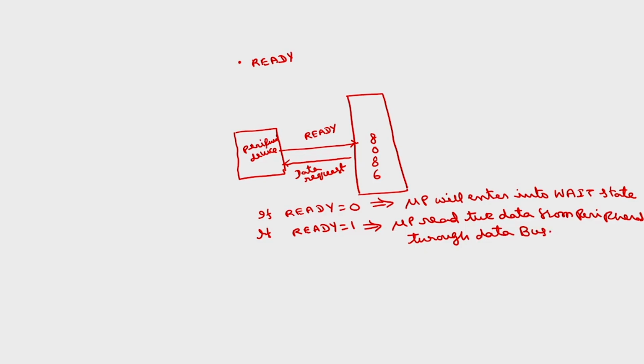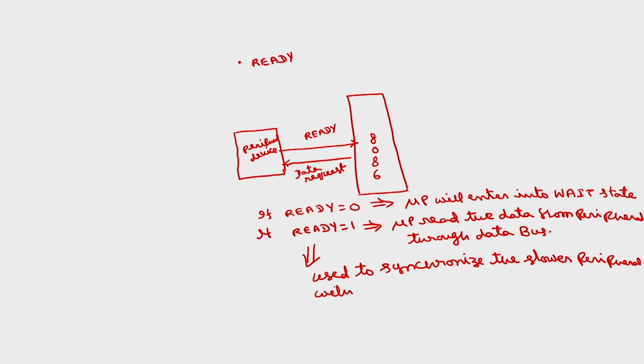So, basically this ready operation will be used to synchronize this slower peripheral with the microprocessor. Basically the ready signal will be used for synchronizing this slower peripheral with the microprocessor. This is the second externally or peripherally initiated operation. The third one is interrupt.